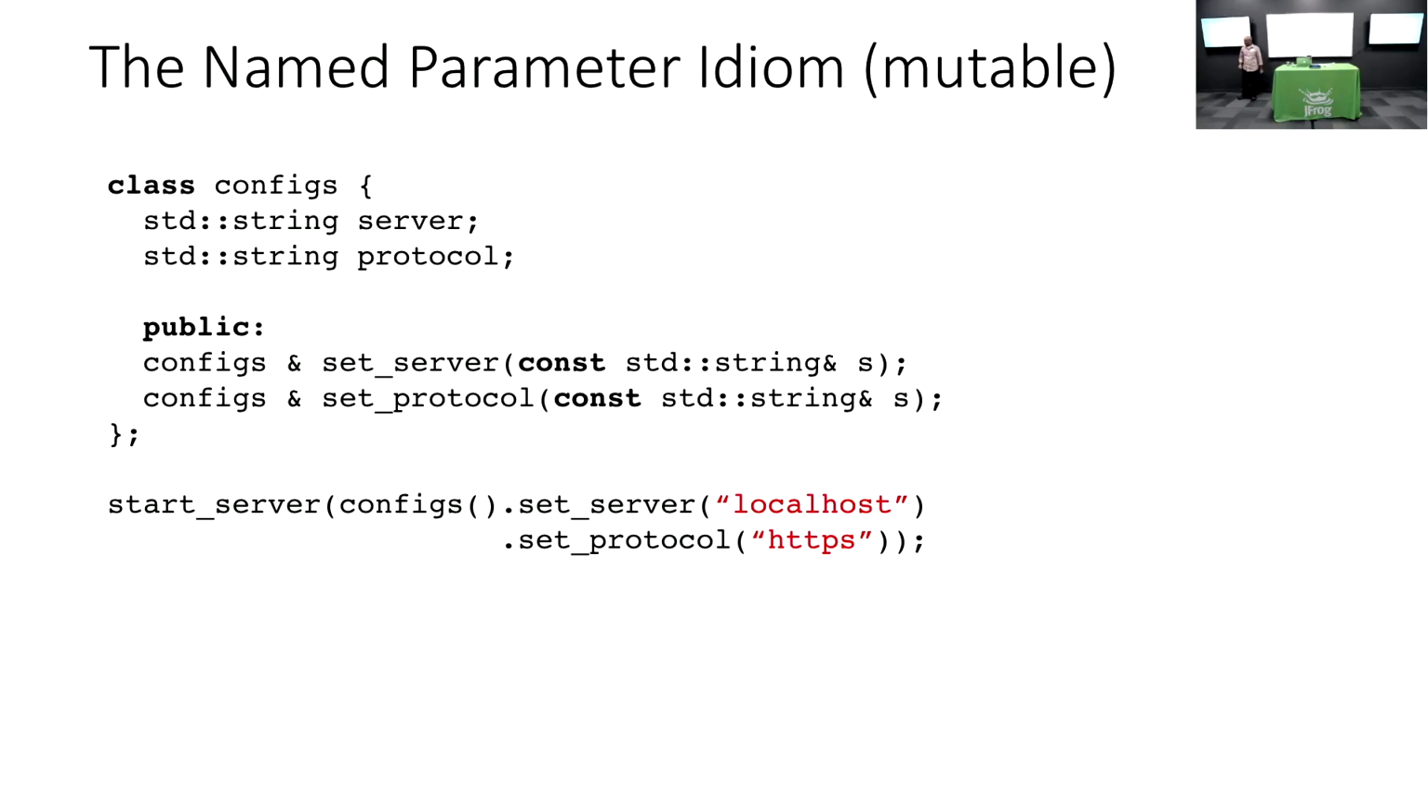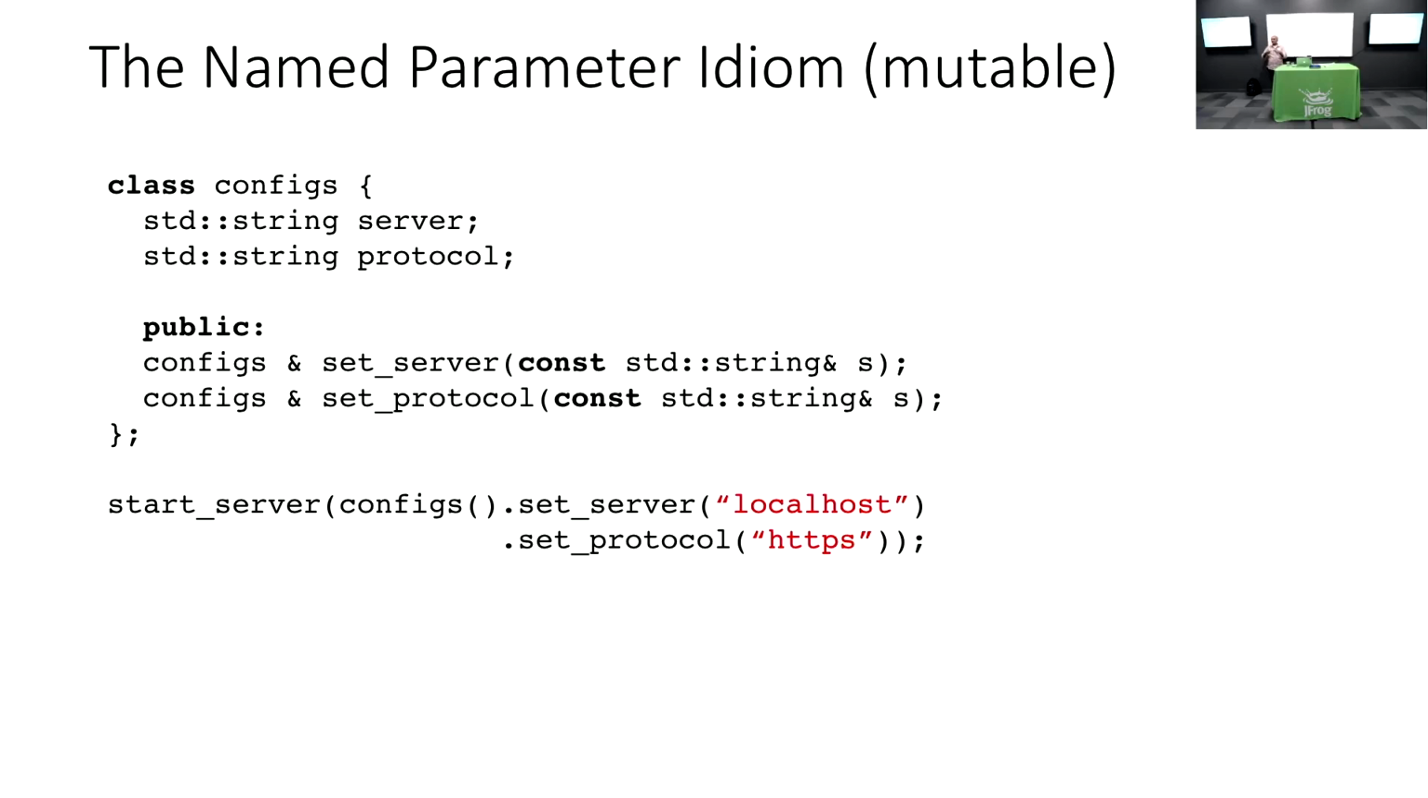So the configs class in this case returns itself in these functions, so that you build a state of the configurations. In an object, you start with an empty object, you put state in it, and you pass that into the constructor or a function. So if you want to take immutability seriously, then perhaps we should try to keep the configs object also immutable. And in that case, the named parameter idiom becomes rather interesting.